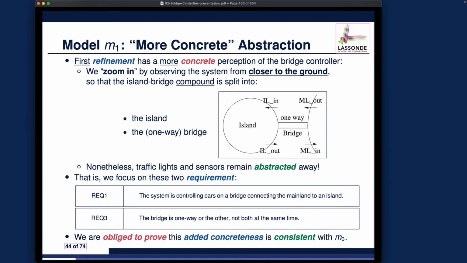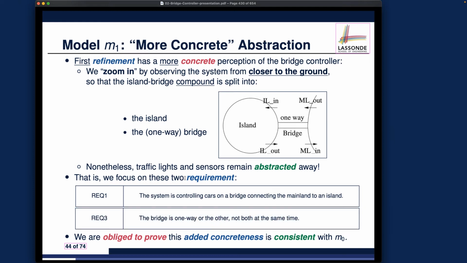So last week we introduced the idea about the first refinement, especially what it really means to add more concreteness into the initial abstract model. Specifically, we want to introduce the distinction between the island and the one-way bridge. And we spoke about requirement number 1 and requirement number 3. These are the two requirements that we want to address in this first refinement.